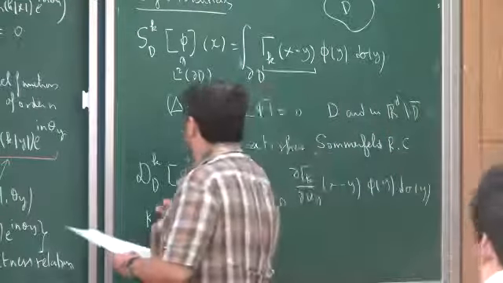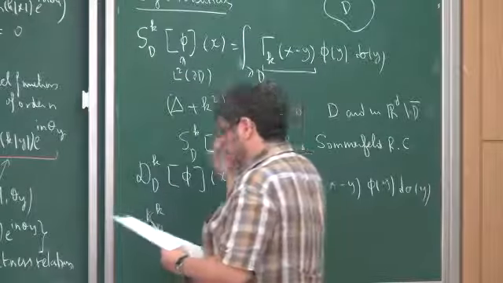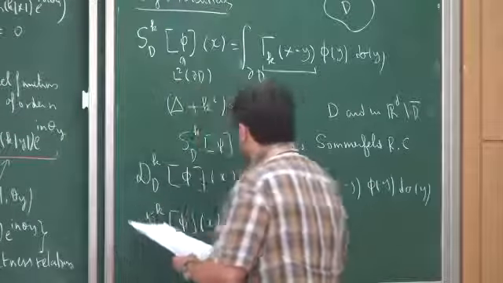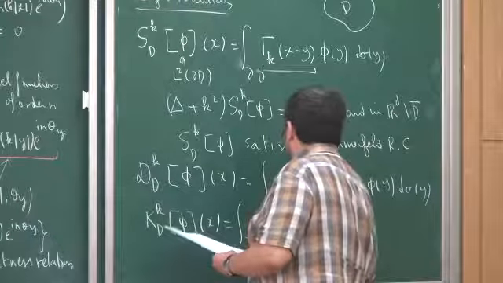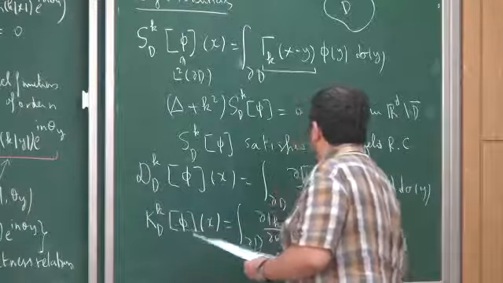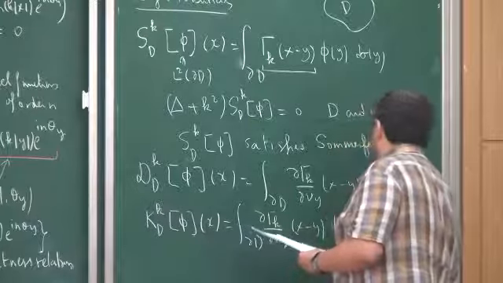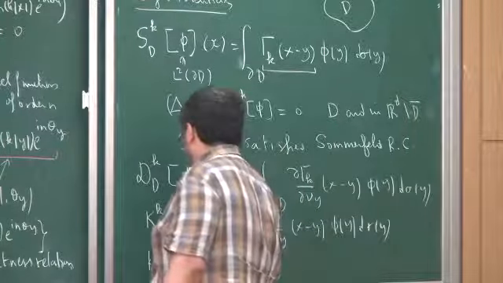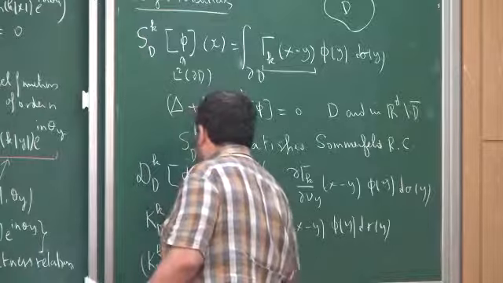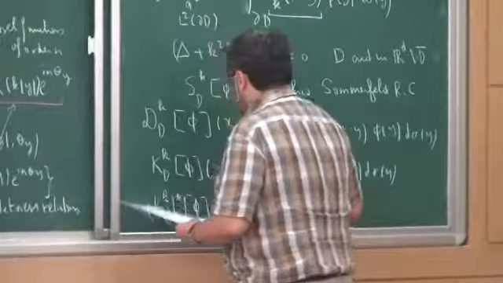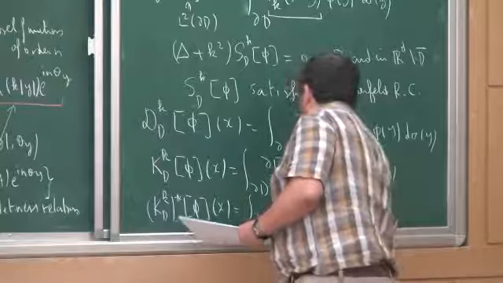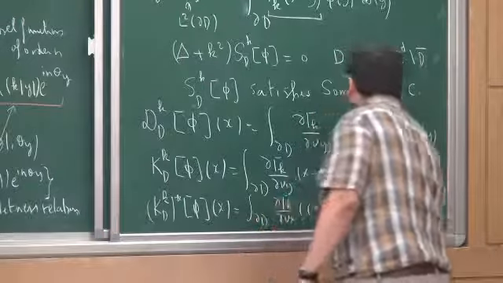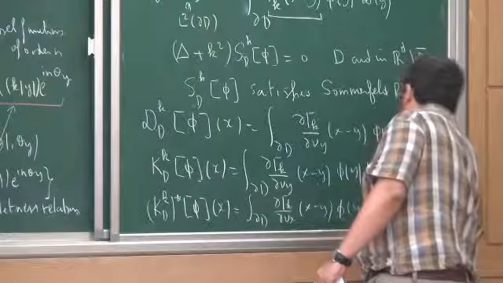Now we introduce the Neumann-Poincaré operators for the Helmholtz equation. K_D^k of phi is given by the integral of the normal derivative of gamma k with respect to nu of x minus y, times phi of y, d sigma y. And K_D^k star of phi of x is the integral of the derivative of gamma k with respect to nu x of x minus y, times phi of y, d sigma y.